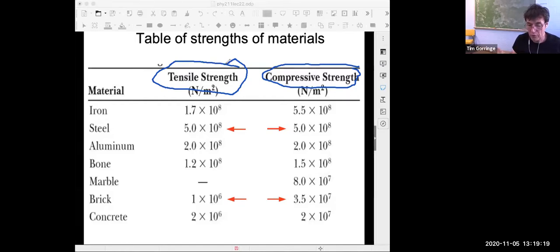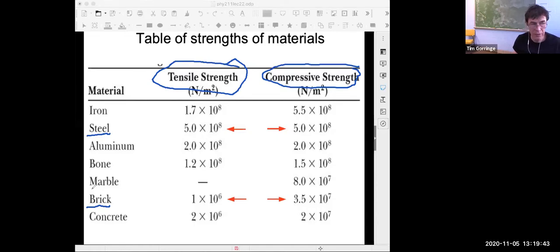And as I say, for compression, we use the word compressive strength. For stretching, we use this word tensile strength. I don't know the reason for that at all. And so let's just compare a couple of quantities here: steel, a couple of materials here, brick. We use steel and brick in building buildings.